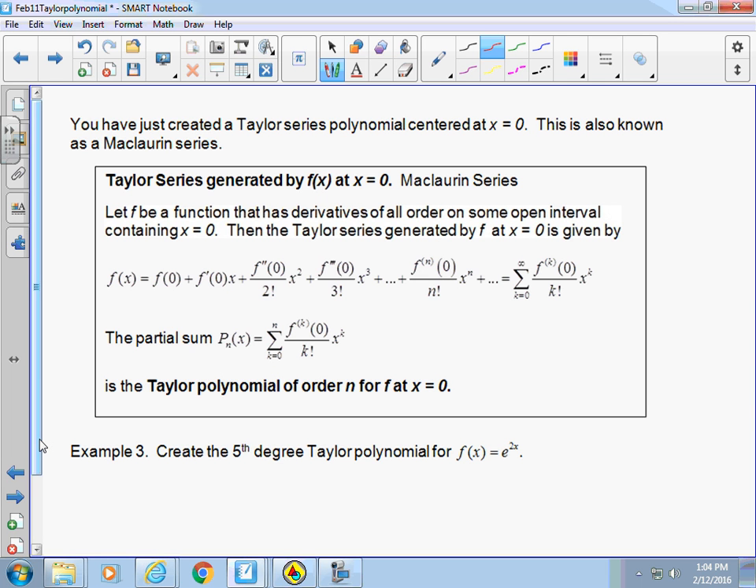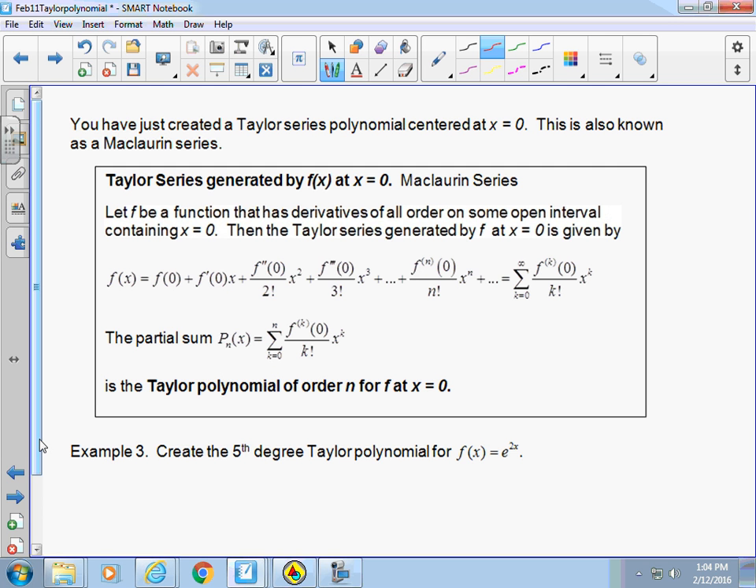So, that brings us to a theorem. The series that we just created is called a Taylor series polynomial, centered at 0. When it is centered at 0, it's also sometimes called a Maclaurin series. Taylor series can be centered elsewhere other than at 0, which we will talk about in a moment. So, Maclaurin series or a Taylor polynomial centered at 0.